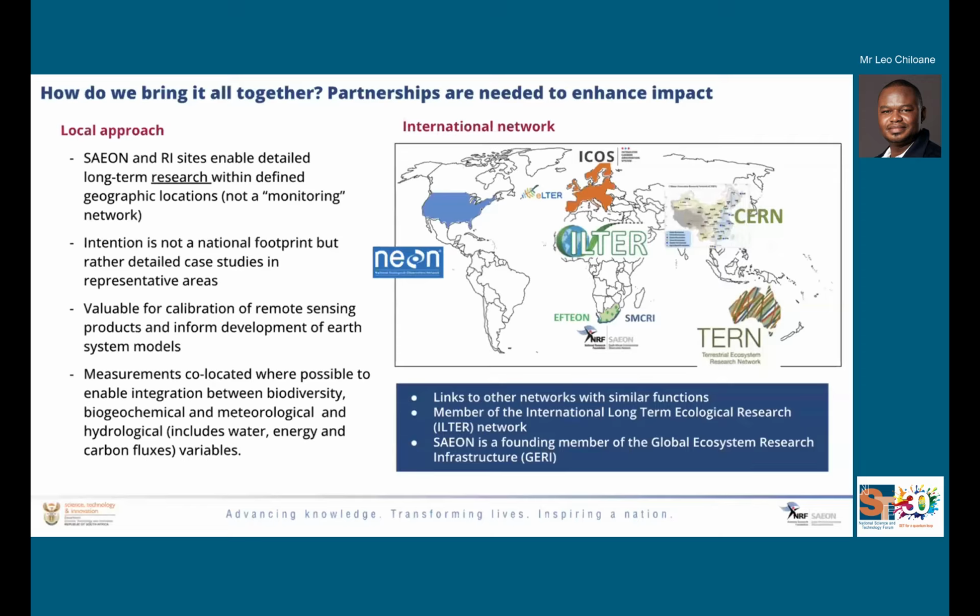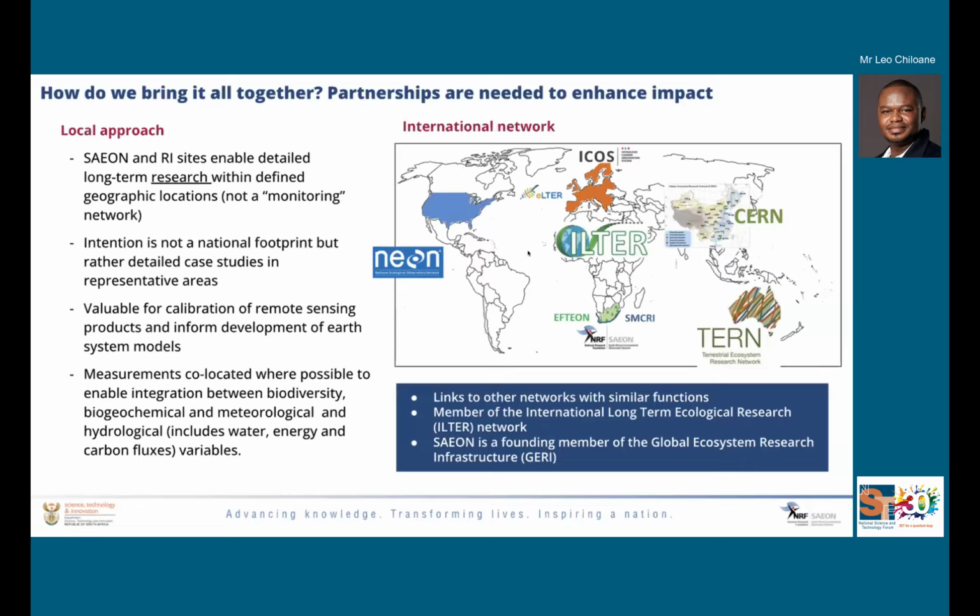Where we operate, we try to make sure that our measurements are co-located between the nodes, and the research infrastructures try to ensure some level of co-location where possible and enable integration between biodiversity, biogeochemical, and meteorological data.